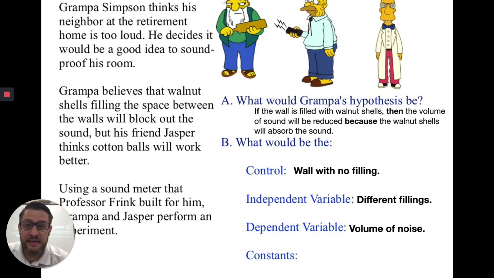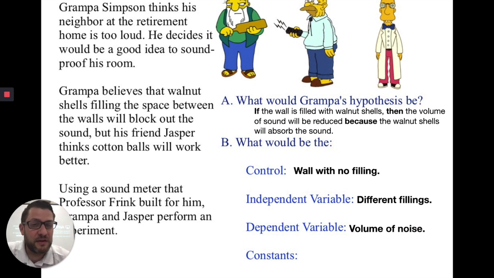Other factors that you might want to keep in mind and keep constant is the kind of sound coming through the walls. If Grandpa's neighbor is listening to the TV too loud, then we want to make sure that we're taking our tests when he's watching TV. Because if we do one test while he's watching TV and then do one test when he's running a vacuum cleaner, you're going to get very different kinds of results.